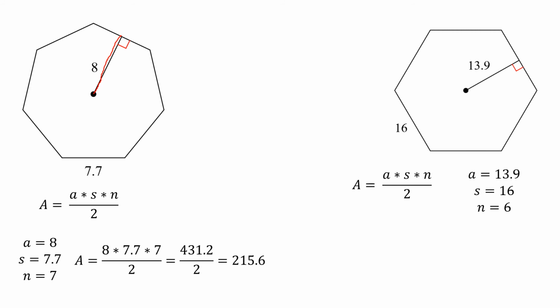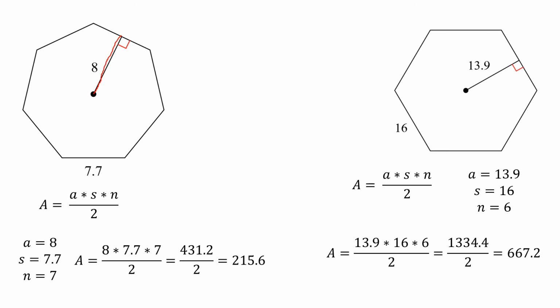We know that the apothem is 13.9, the side length is 16, and n is 6 because that's how many sides there are. So if I plug that in, 13.9 times 16 times 6, I get 1334.4. Then divided by 2, my final answer is 667.2. Please don't forget to divide by 2 on each problem because that's going to make a huge difference.